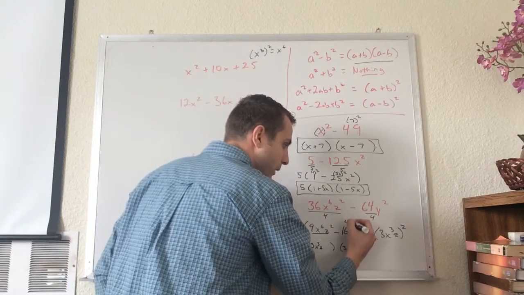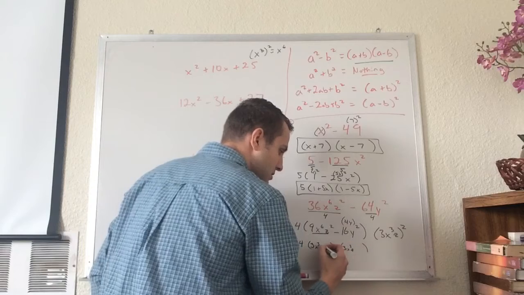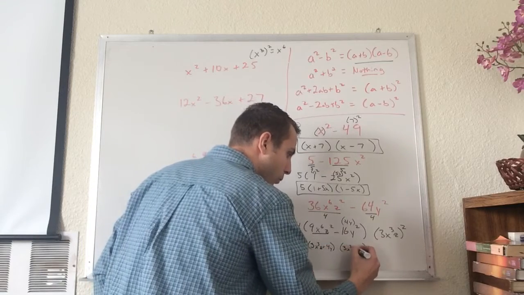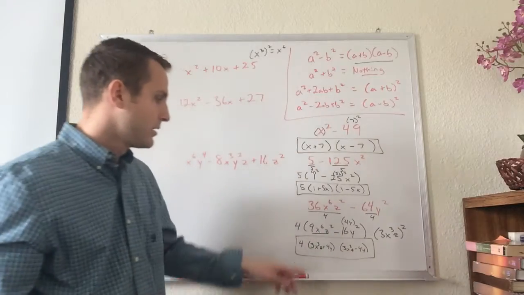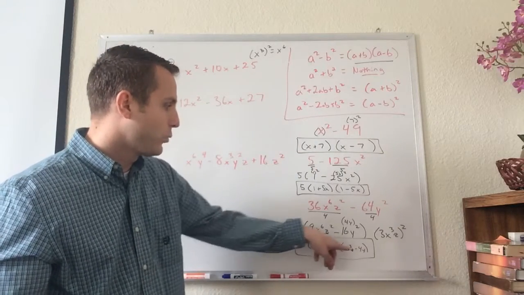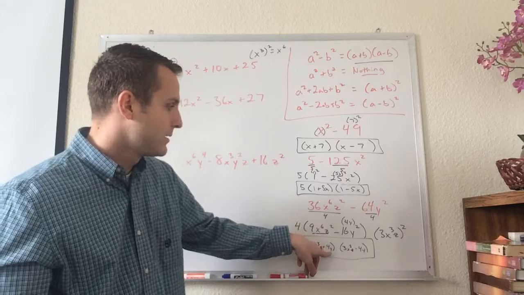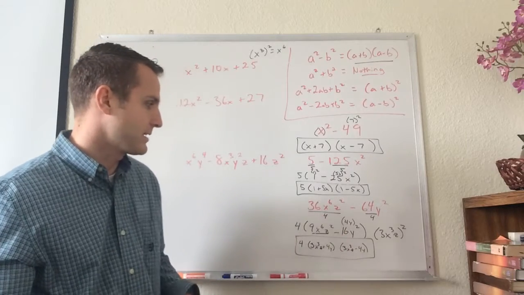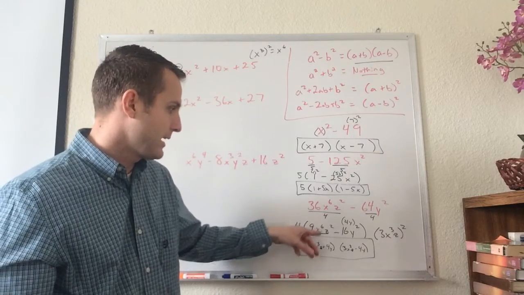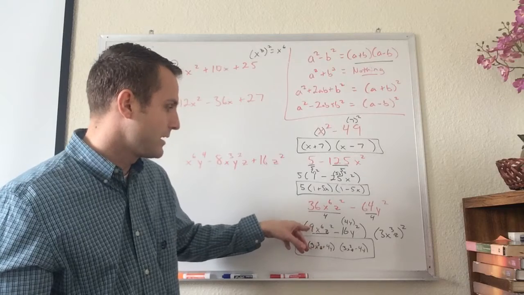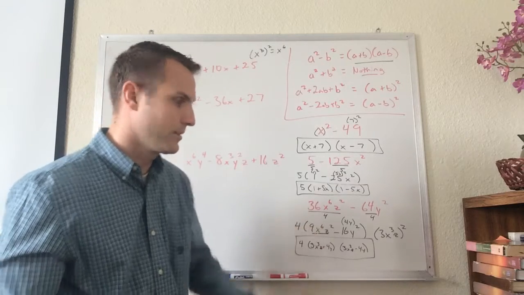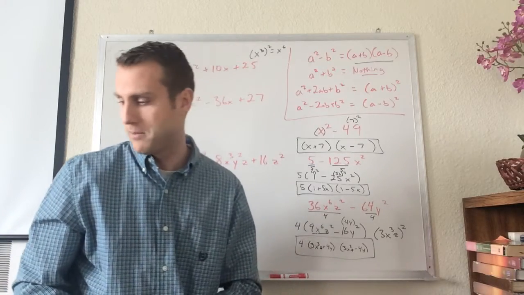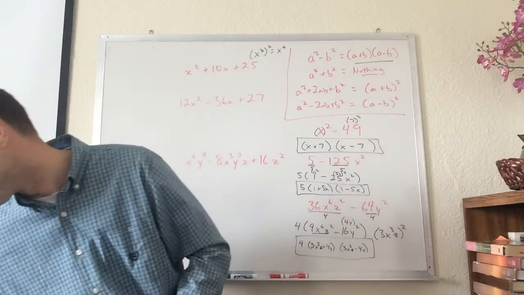16 is 4, y squared is y. So my second is 4y. So this is my answer. Remember, the A is what squared equals this. The B is what squared equals this. So 3x cubed z, remember, for the number, what squared equals 9. For the letters, just divide the exponents by 2. That'll give me my A and my B.